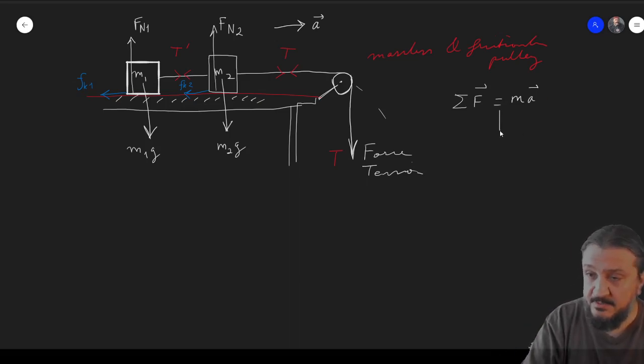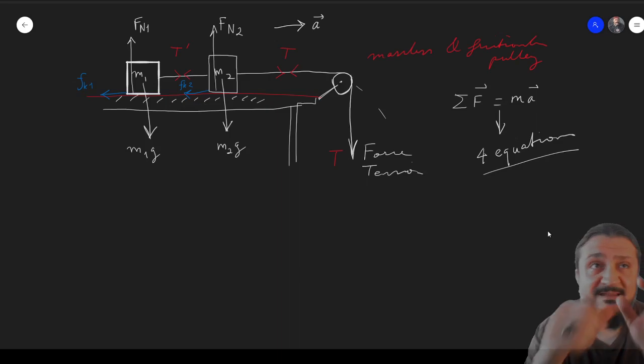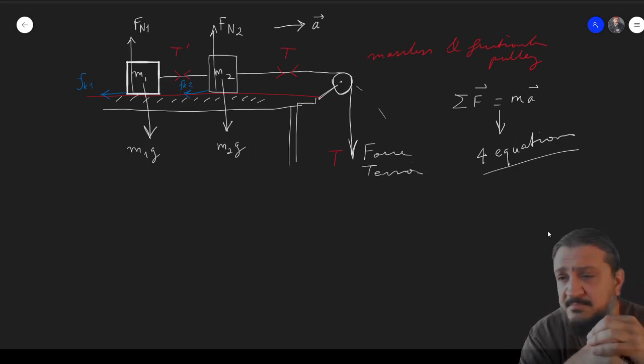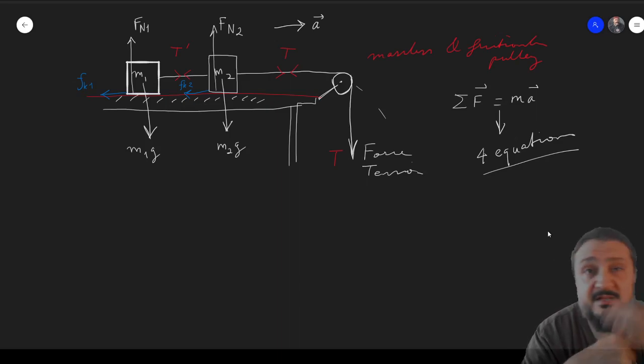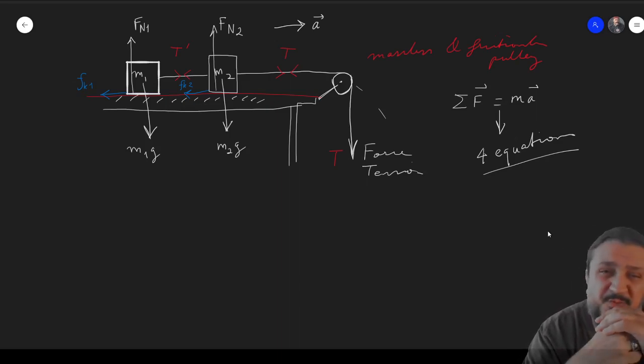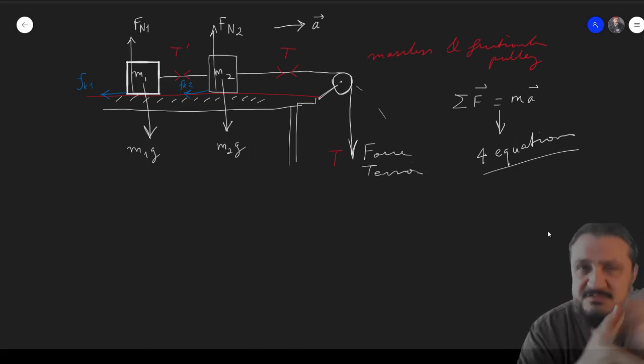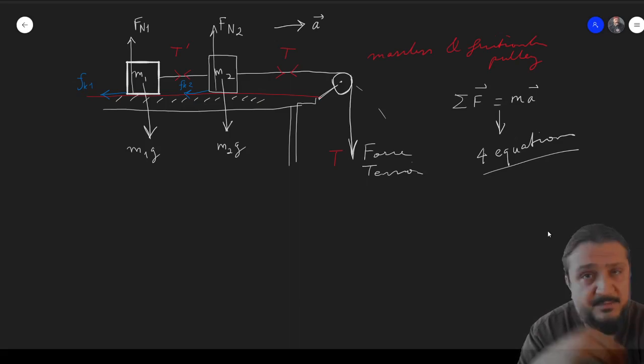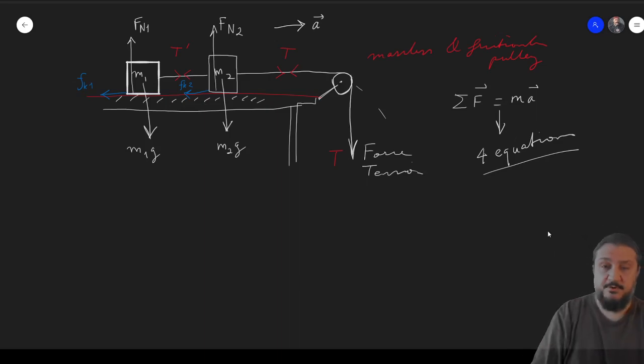So this leads to four equations. Now, not in every problem you may need to use all four equations. Especially the ones, say, that don't have any friction, for instance, you may not have to worry about finding the normal force. But for today, since I showed all the forces here, why not? Let me write down all four equations for you.